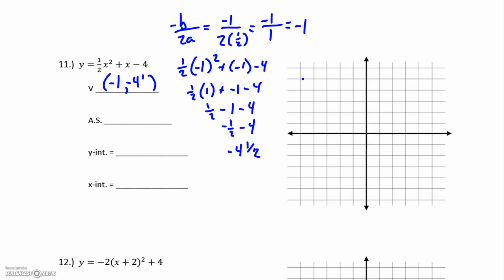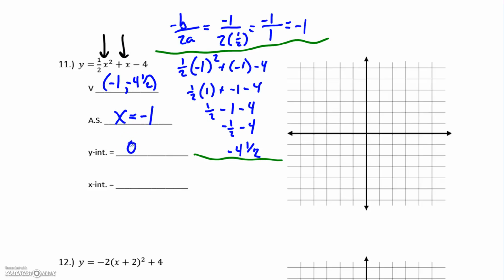And the reason I leave it as a mixed number, typically I'm not a big fan of mixed numbers, but because I'm going to be graphing this thing, graphing mixed numbers is a lot easier than graphing improper fractions, okay? And now from here, the axis of symmetry is always x equals the x value from the vertex, so it's x equals a -1. The y-intercept, I would just plug a 0 in for x, and if I were to plug a 0 in here for these x's, I'd find out that y equals a -4, so when I plug the 0 in, I got a -4 out.